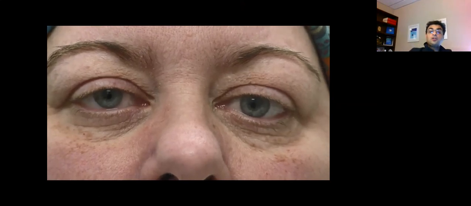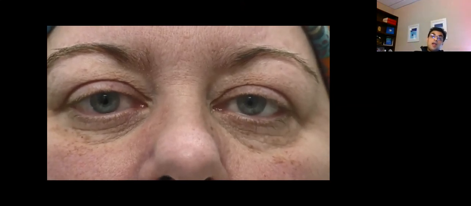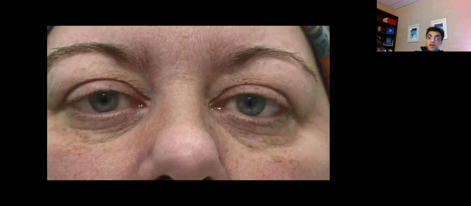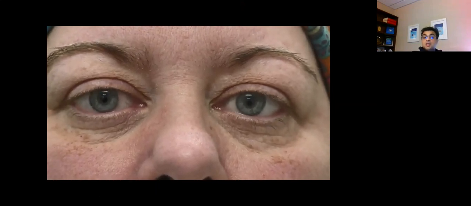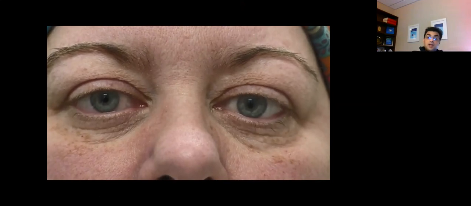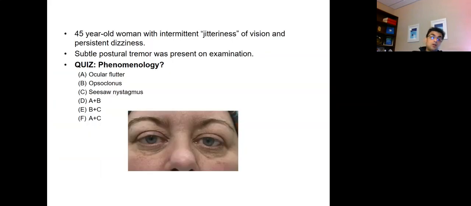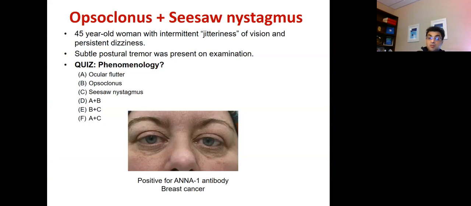And unfortunately, she was positive for ANNA1 antibody and she had breast cancer. And actually, this was the reason we sent her to the cancer doctors. And they found her breast cancer and she got chemo radiation. She got treated, her eye movements got better. So careful examination of the eye movements actually saved this woman's life. So it's very important when you see these things, you want to be very prompt. You have to be very aggressive in looking for cancers.